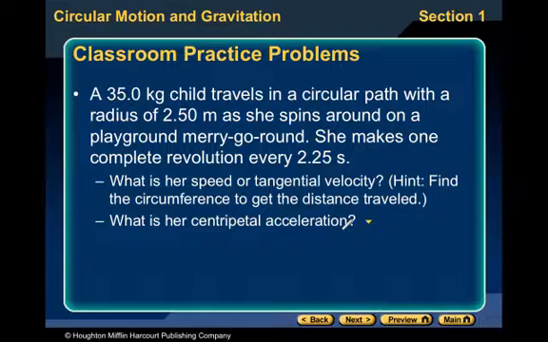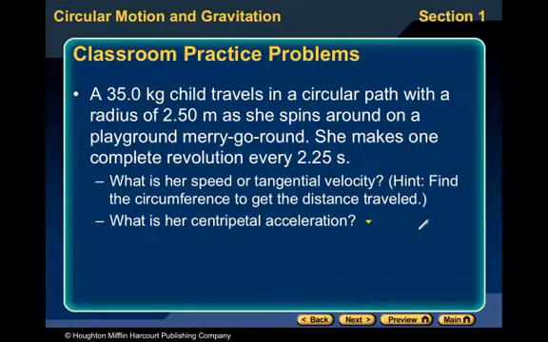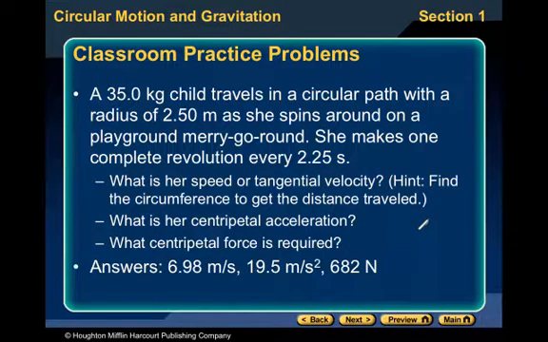Oh, you know what I did? Let's go back to this acceleration equation because I didn't do that right. I forgot to square it. 6.98 squared divided by 2.5. Yep, I get 19.49, or 19.5. So let's go back. This is actually 19.5, which means taking that times 35 to get our force, I do get 682. So now those were the answers, right? Yep, 19.5. I forgot to square that speed. So squaring is very important.